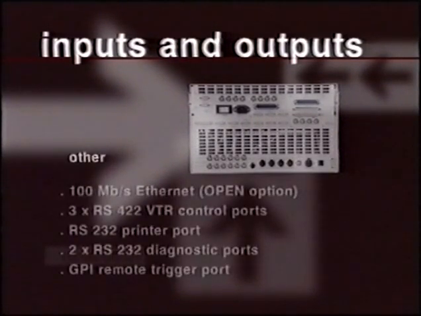There are some other interfaces on the back panel of the Editbox mainframe, and these are a 100 megabit per second Ethernet connection for the open option. There are also 3 RS-422 VTR control ports. There's a printer port on an RS-232 connection. And there are 2 diagnostic ports also on RS-232 connections. There's a GPI remote trigger port, and this is useful for triggering external devices such as a caption generator.